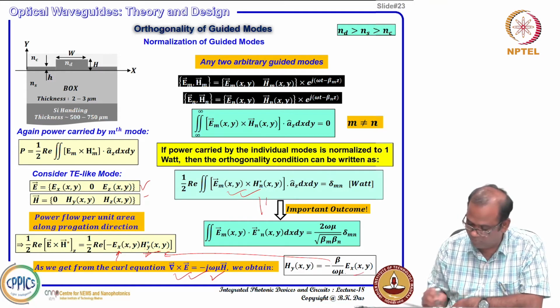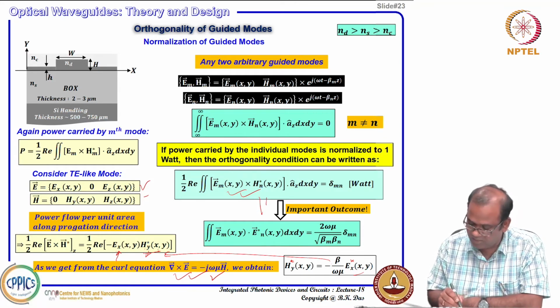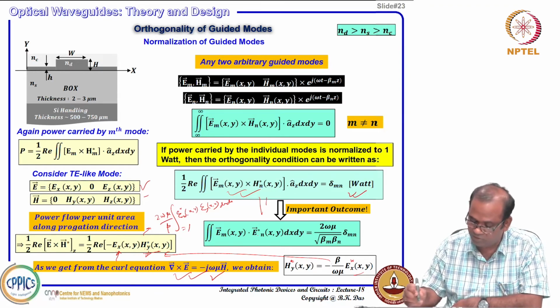This HY star, if you write, it will be EX star by EX star, right? That will be 2 omega. It will come like this: power flow will be 2 omega mu by beta times EX, EY, integrated over dx dy. That will be the power flow, which is 1 watt, or whatever you consider.